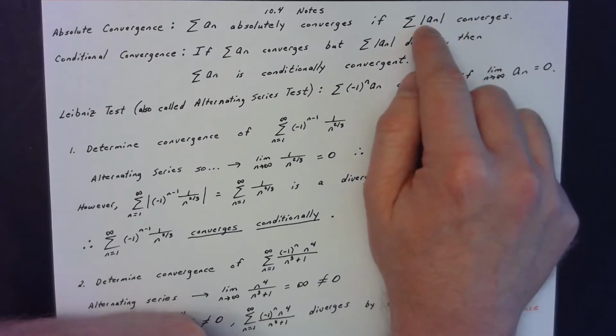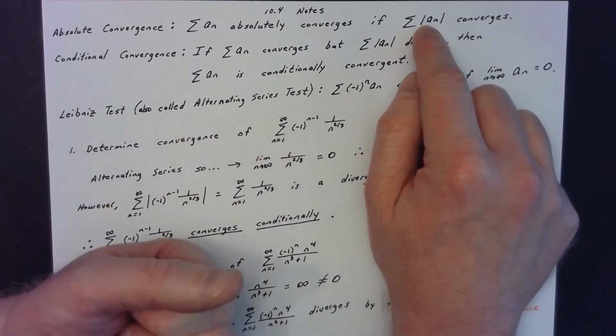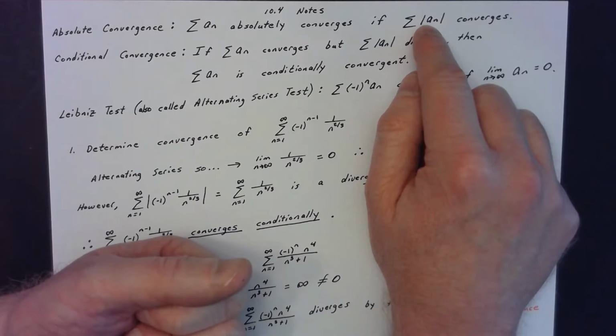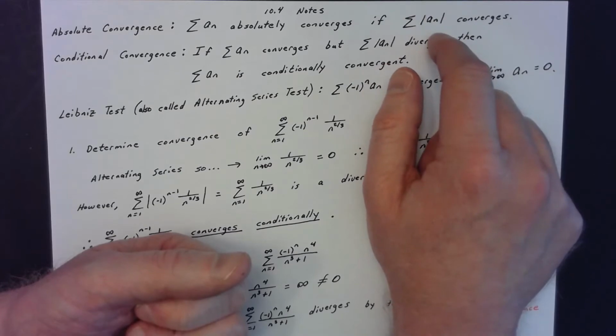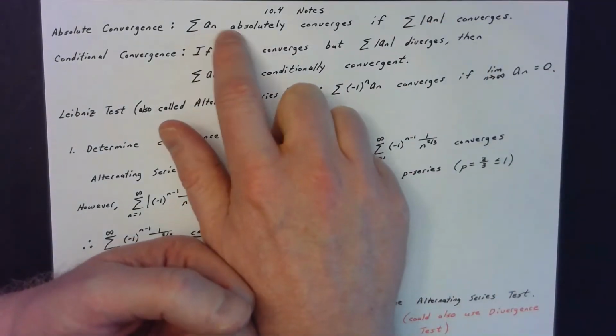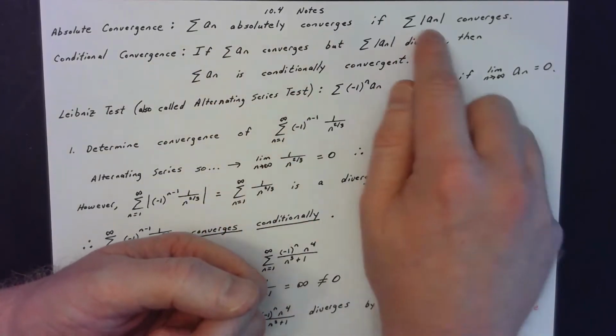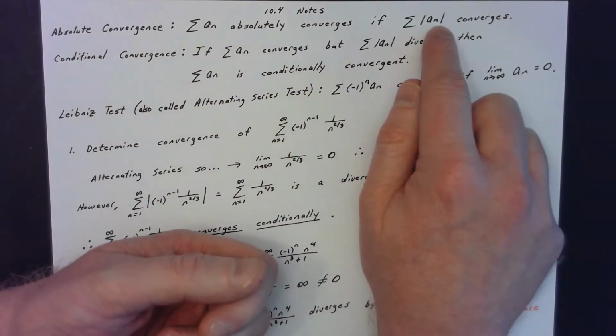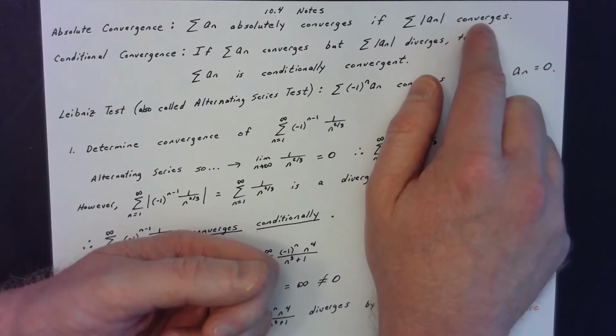Now, the absolute value would just get rid of any alternating sign. So you don't care if you have a (-1)^n or (-1)^(n+1). If you have an absolute value around it, every term is going to be positive anyway. So it's saying that the series would absolutely converge if the absolute value of the series' general term converges.